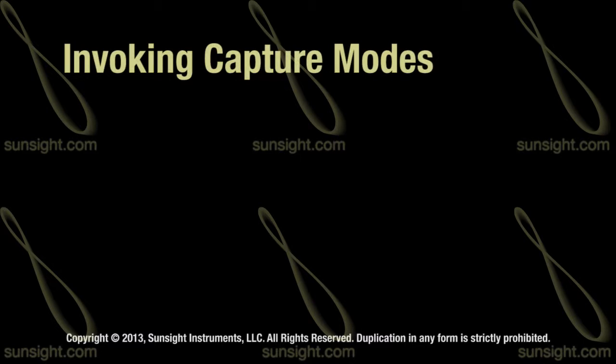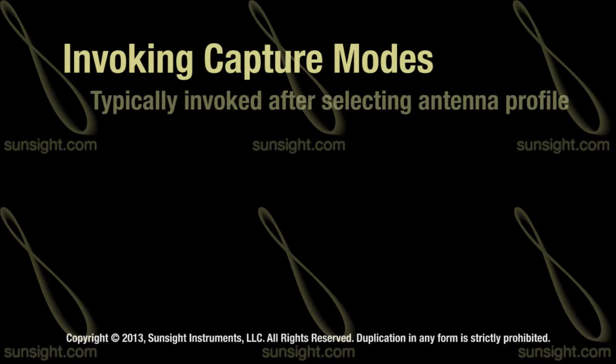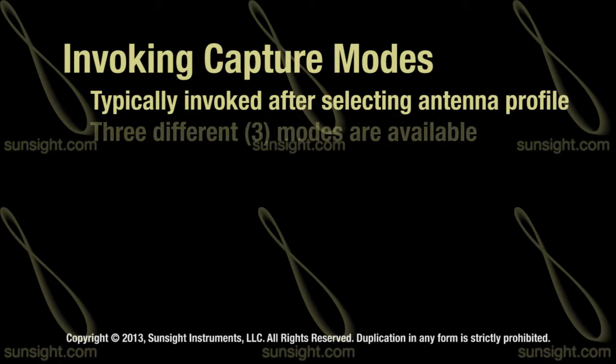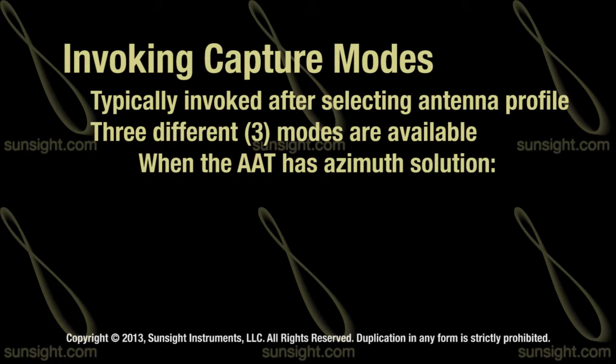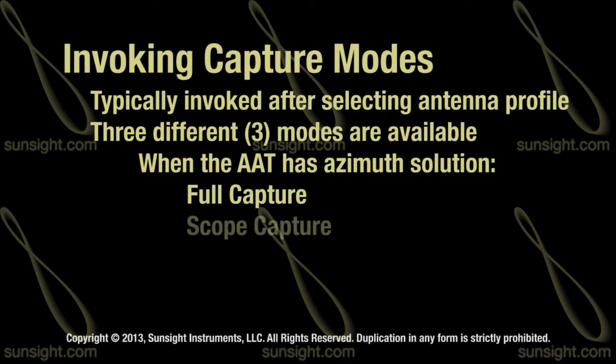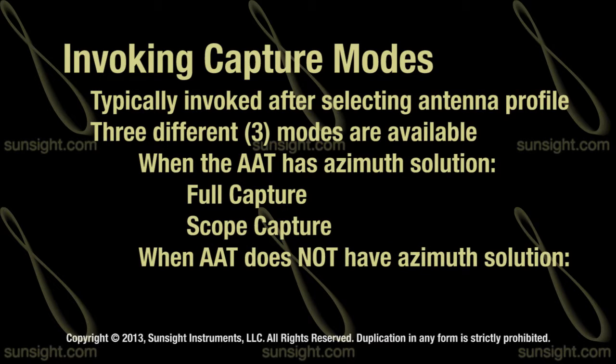In practice, the capture modes are invoked after selecting the profile for the antenna that you are currently aligning. There are 3 different modes to select from, depending on whether or not the AAT currently has an azimuth solution. If the AAT has an azimuth solution, the 2 available options are Full Capture and Scope Capture. If the AAT does not have an azimuth solution, only the partial capture mode will be shown when you initiate a capture.